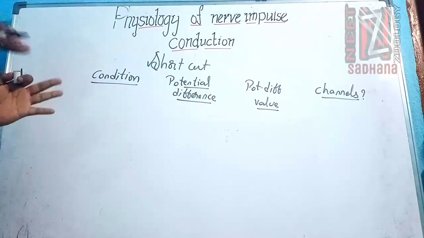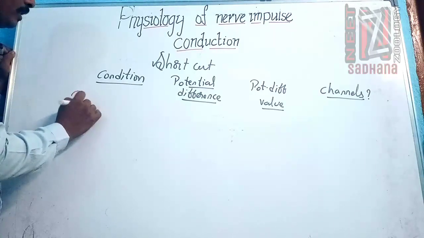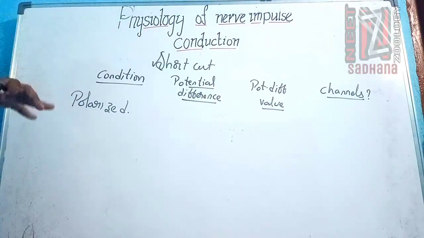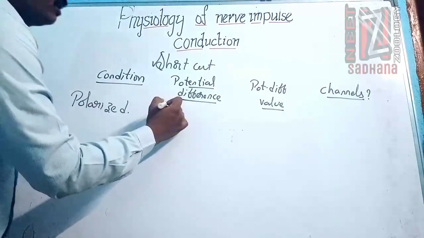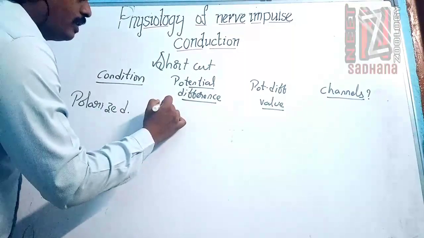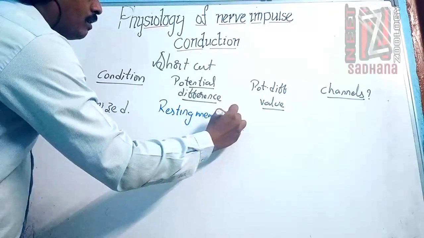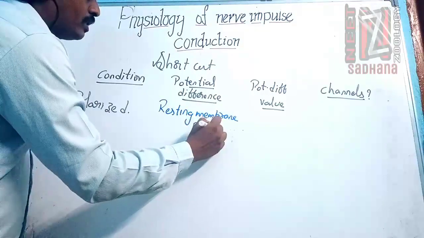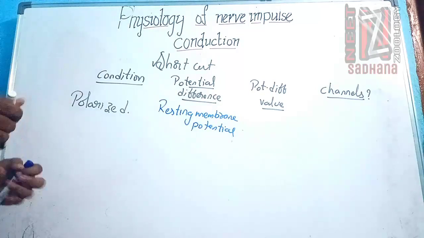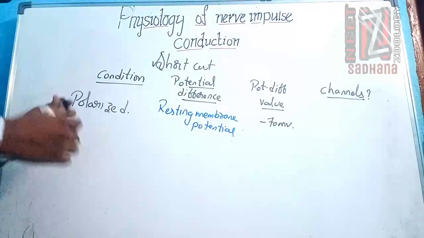First, generally we all know the nerve will be in what condition? It will be in the polarized condition. In polarized condition, what do you call the potential difference? It is called resting membrane potential. Now what is the potential difference value in that particular resting membrane potential? It is minus 70 millivolts.